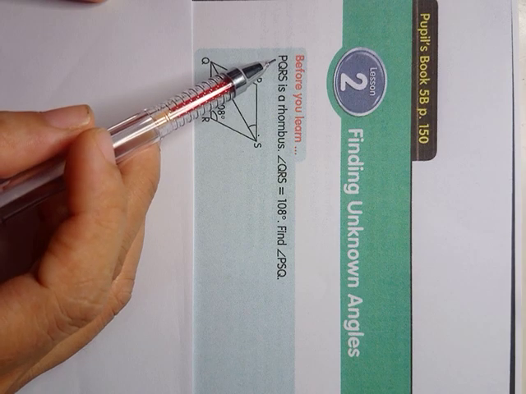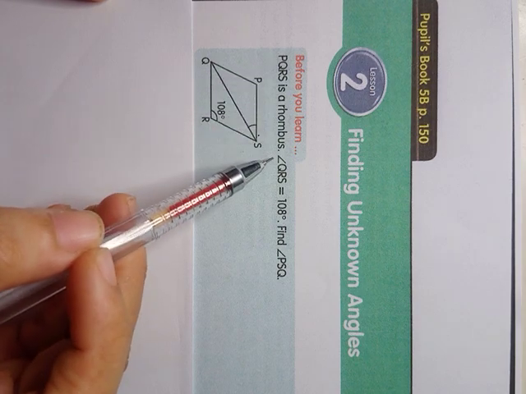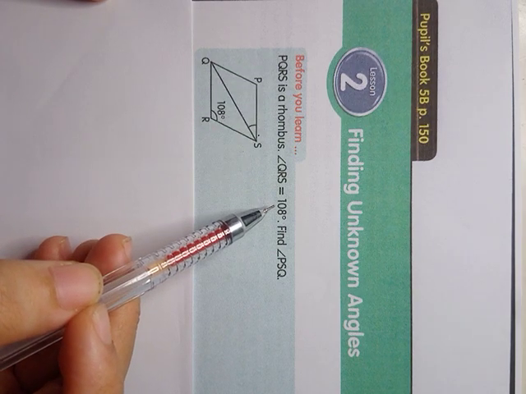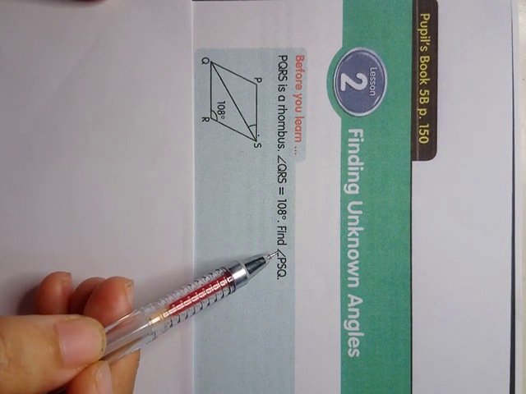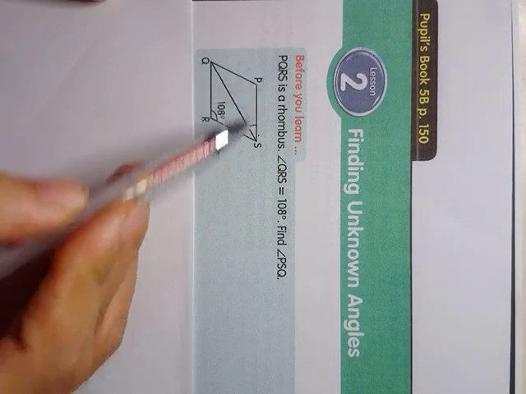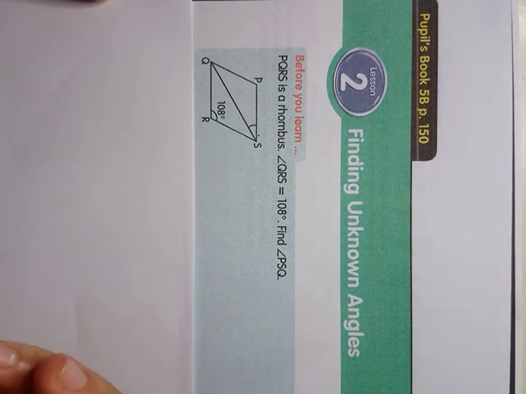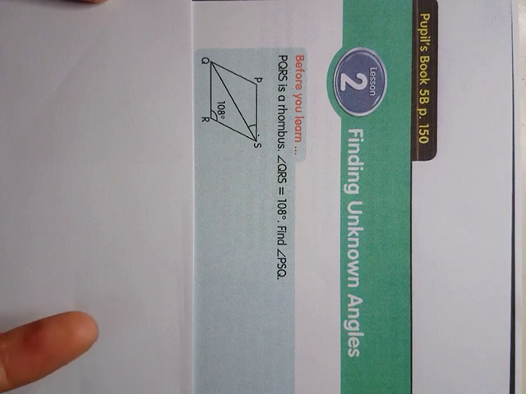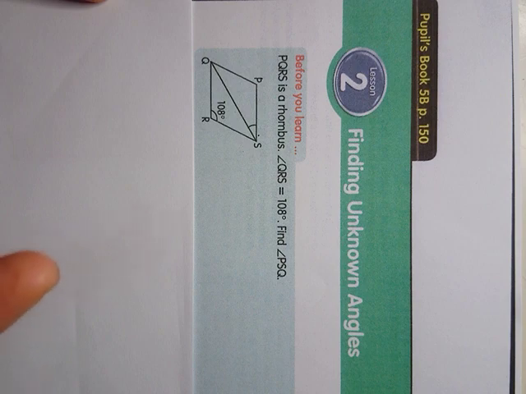Okay, PQRS is a rhombus. Angle QRS is 108 degrees. Find angle PSQ. In a parallelogram, we know that opposite angles are equal, and angles between parallel sides add up to 180 degrees, and this also applies to a rhombus because a rhombus is a special type of parallelogram.